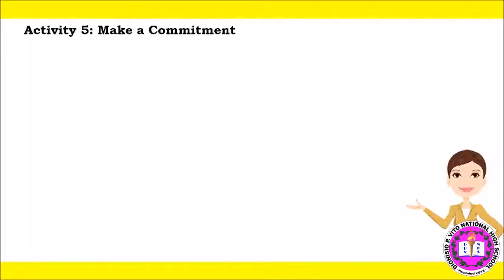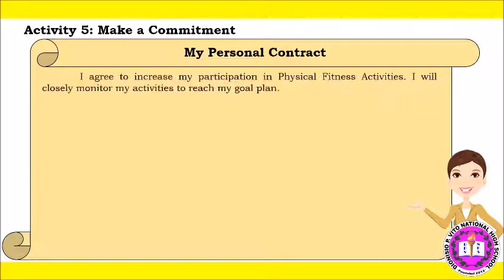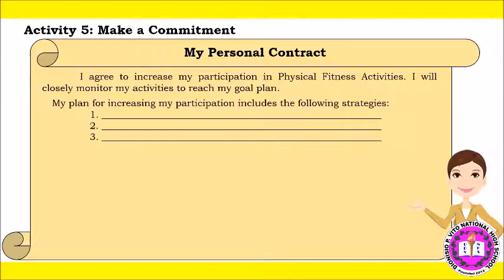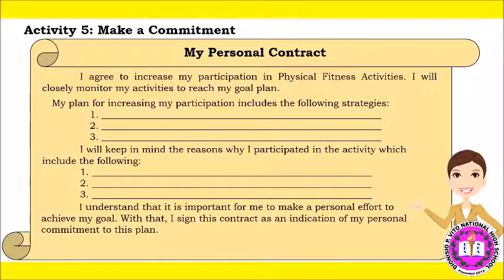Activity 5. Make a commitment. My personal contract. I agree to increase my participation in physical fitness activity. I will closely monitor my activities to reach my goal plan. My plan for increasing my participation includes the following strategies. I will keep in mind the reasons why I participated in the activity, which include the following. I understand that it is important for me to make a personal effort to achieve my goal. With that, I sign this contract as an indication of my personal commitment to this plan. Name, then witness.